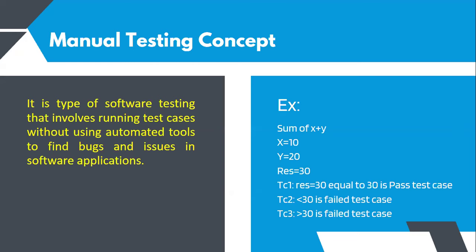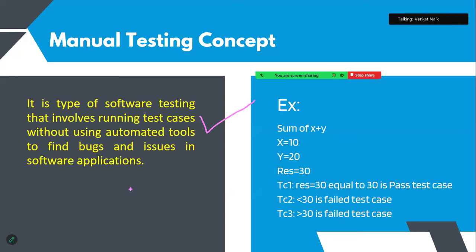So this type of software testing involves running the test cases without using automated tools to find the bugs and issues in the software applications. This entire process is called manual testing. In this area, we require, for example, to perform the sum of two numbers x and y, where the result is going to be stored as 30.